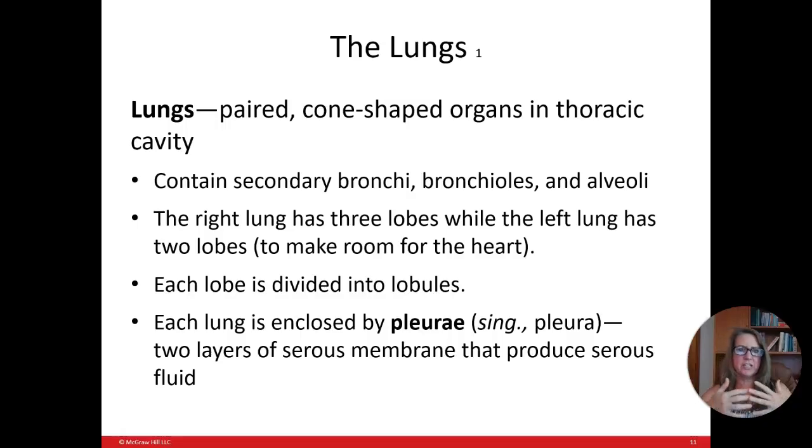Now there is actually a covering to our lungs, much like there's a covering to the heart, the pericardial.